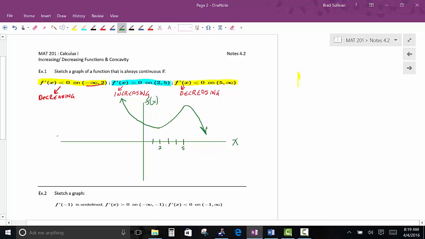A couple of things we've learned, and will deal with more in this section: what do we call that point right there that I just highlighted? The derivative is 0 there, but what do we call that point? We call it a local minimum. On a local minimum, the graph changed direction, going from decreasing to increasing. And what do you call this point right here? A local maximum.